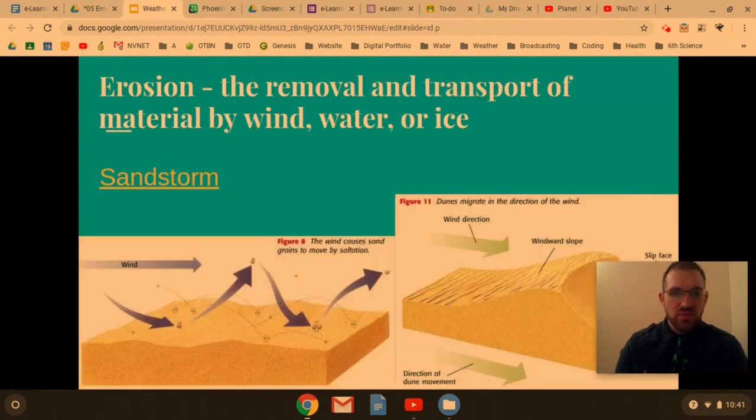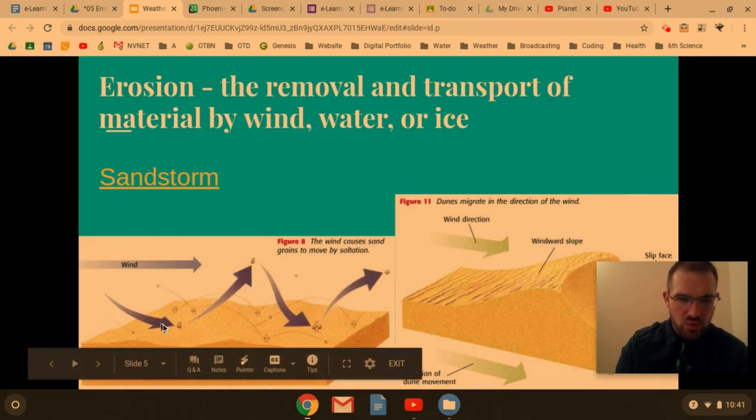Erosion's a little bit different than weathering. Erosion's not actually breaking it down. It's carrying it away. So this is a removal and transport of material, and this can be done by wind, water, or ice. We'll first start out talking about wind. So you can see here as the wind picks up this grain of sand, and then it gets too heavy at that moment and drops back down, but it keeps on moving. All these grains of sand build up a slope in the wind direction, and this is how you get dunes in the sand.